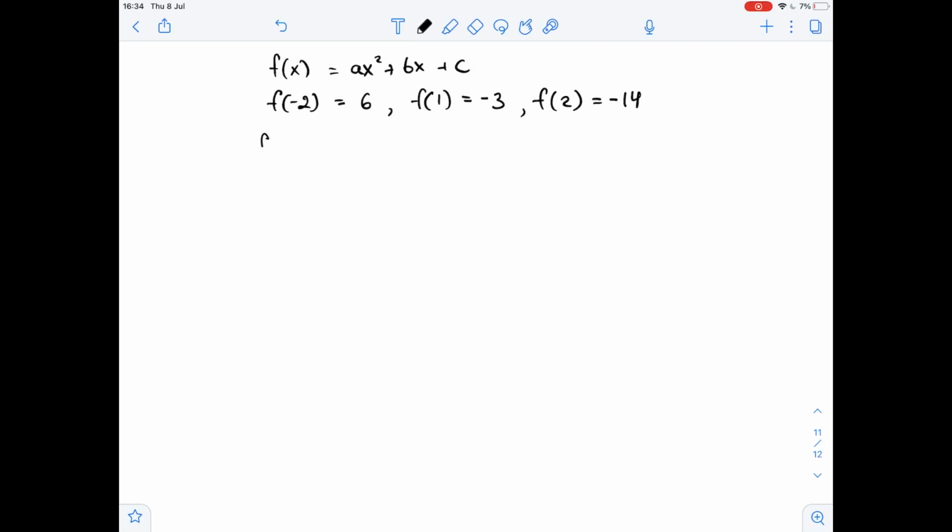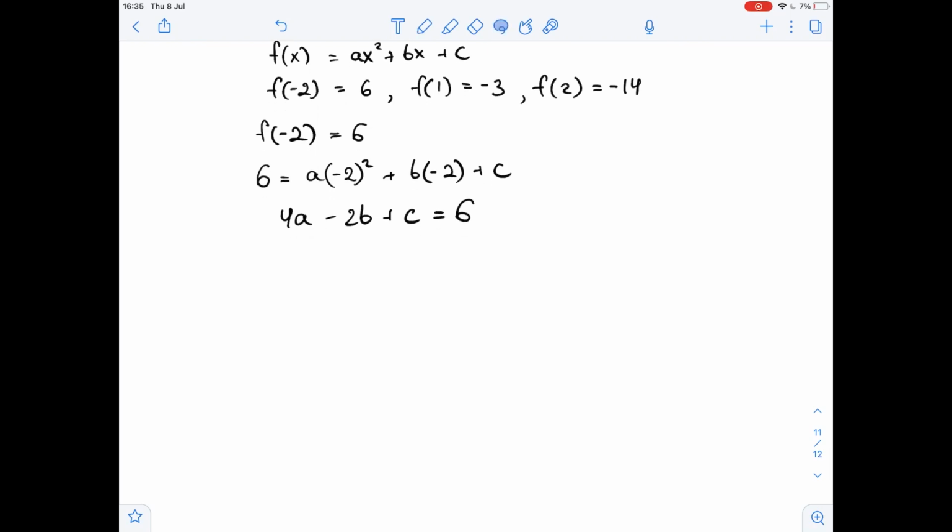So first we will use f of -2 equals 6. We substitute 6 for f of x, and we substitute -2 for x. So we get that a times -2 squared plus b times -2 plus c equals 6. Let's simplify it. -2 squared is 4, so 4a minus 2b plus c equals 6.